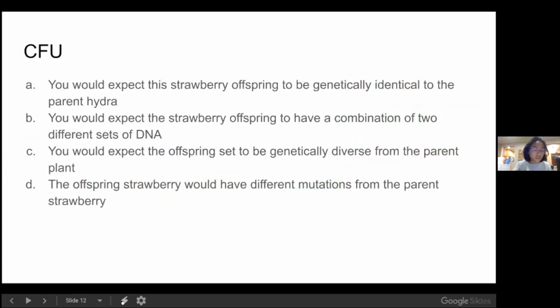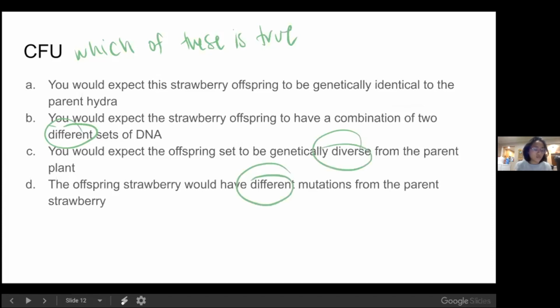All right, so let's do a quick check for understanding. Oh no, the question is missing. Well, which of these is a true statement? A, you would expect the strawberry offspring to be genetically identical to the parent. B, you would expect the strawberry offspring to have a combination of two different sets of DNA. C, you would expect the offspring to be genetically diverse from the parent plant. Or D, the offspring strawberry would have different mutations from the parent strawberry.